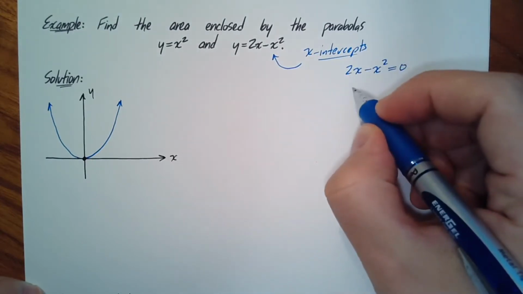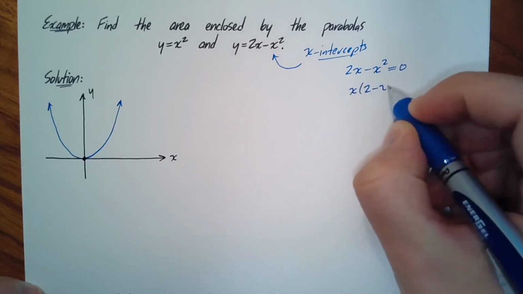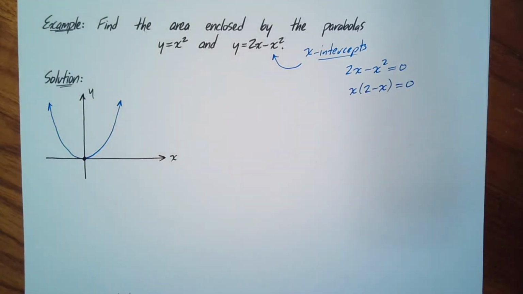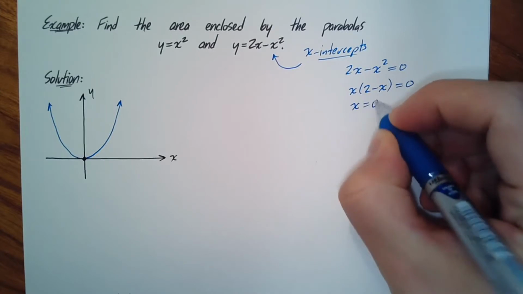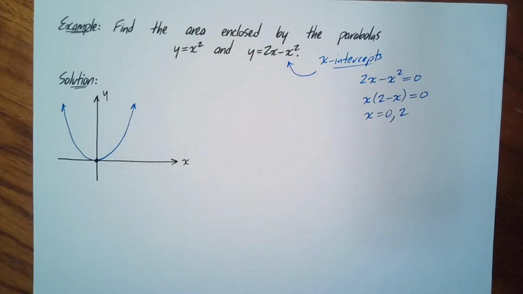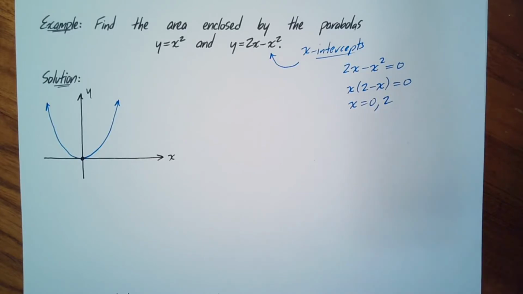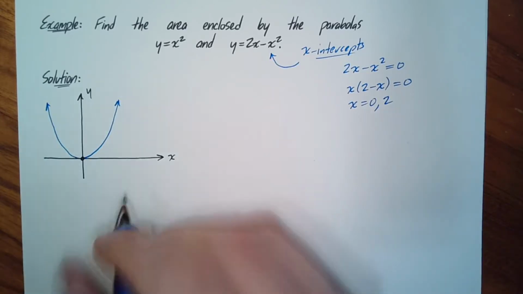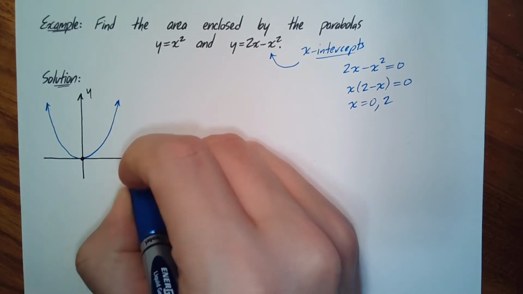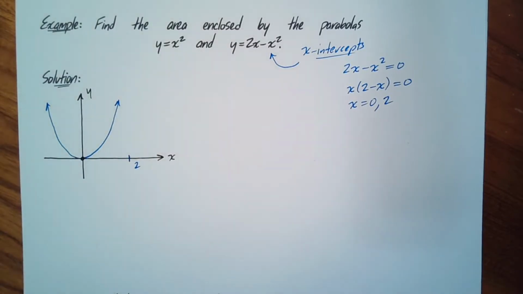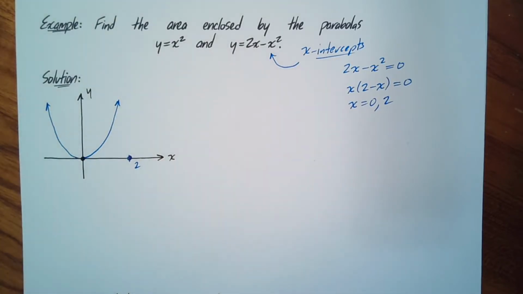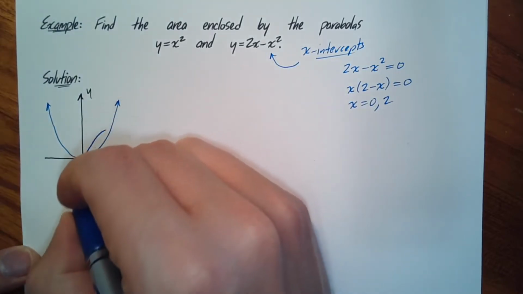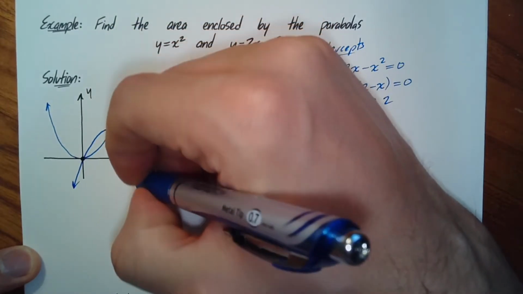So what happens? Factor out an x, and you get x times 2 minus x is equal to 0. And that's great because that tells you that the x-intercepts are 0 and positive 2, because those are the two values that would make the left-hand side of this equation equal to 0. So if I label this as 2 on the x-axis, and we know it's a downward-facing parabola, and it goes through the origin as well as this point on the x-axis. So these are the two x-intercepts, and it's downward-facing. Let's just do a rough guess. Something like this will work just fine.